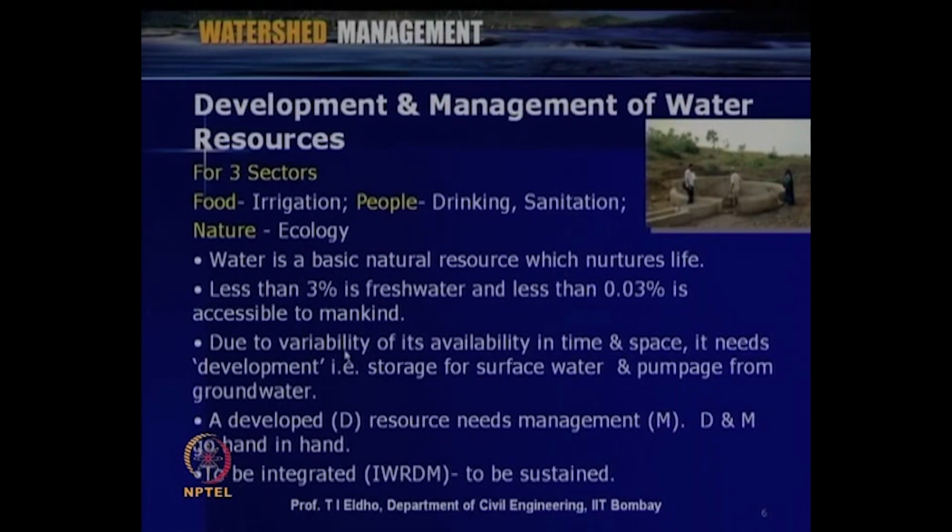There is also the variability of water available in time and space. That means water is not available at every location wherever we need it, or at all times whenever we need it. For example, as far as India is concerned, we get rainfall during the monsoon season, which starts from June to September or October.